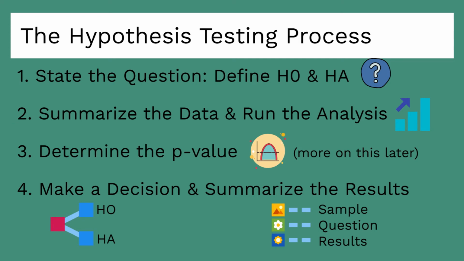From there, what's new is we'll determine a p-value, and we'll have more on this later. The p-value is a number or a statistic that will help us choose between our null and alternative hypotheses. After we have gotten our p-value, we will use it to make a decision between H naught or HA, or our null and our alternative hypotheses. We will then summarize the result. We'll talk about what the sample is, we'll state the question, we'll give our decision, and we'll say what that means.